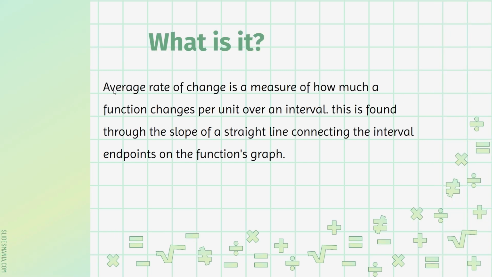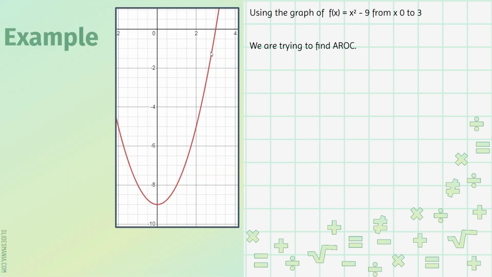What is it? Average rate of change is a measure of how much a function changes per unit over an interval. This is found through the slope of a straight line connecting the interval endpoints on the function's graph.